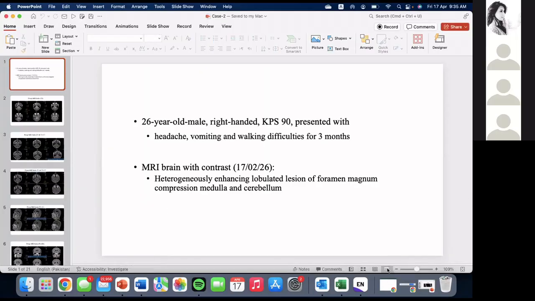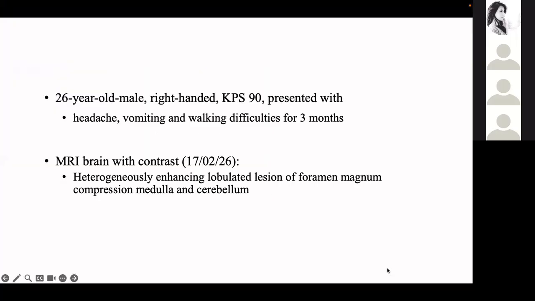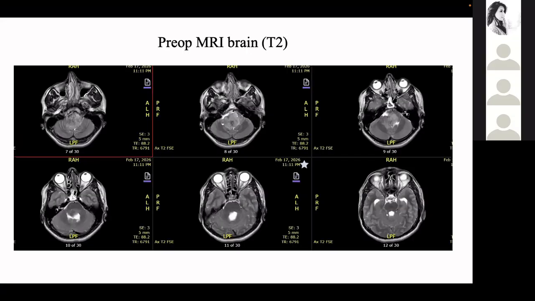So we'll be discussing our next case. He's a 26-year-old male patient, right-handed, KPS 90, presented with complaint of headache, vomiting, and walking difficulties for almost 3 months. His MRI brain with contrast was done on the 17th of Feb 2026, which showed a heterogeneously enhancing lobulated lesion of the foramen magnum, compressing the medulla and cerebellum. So Dr. Shan, please.